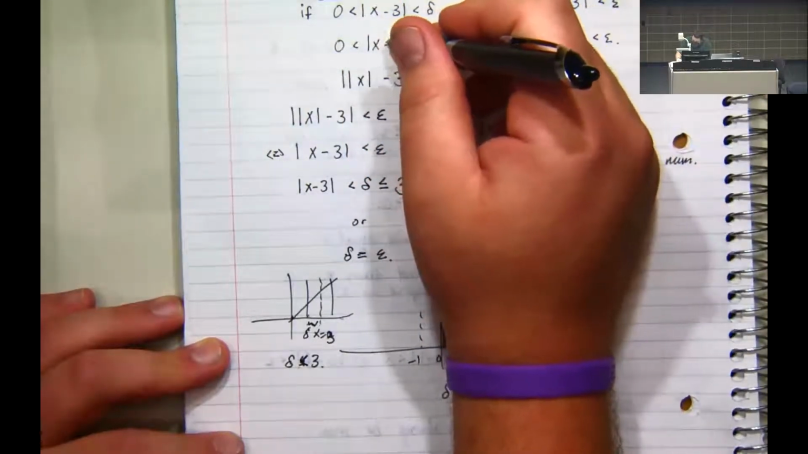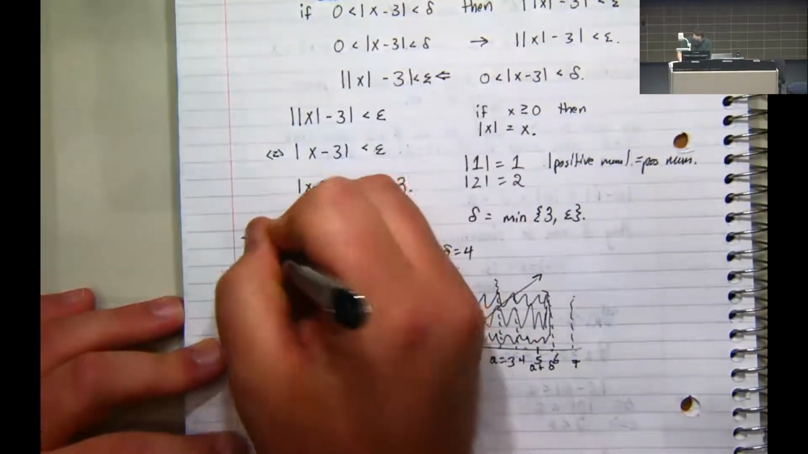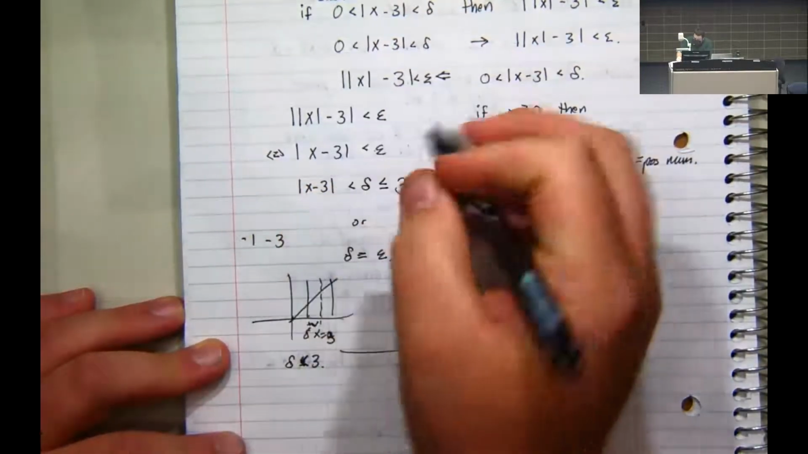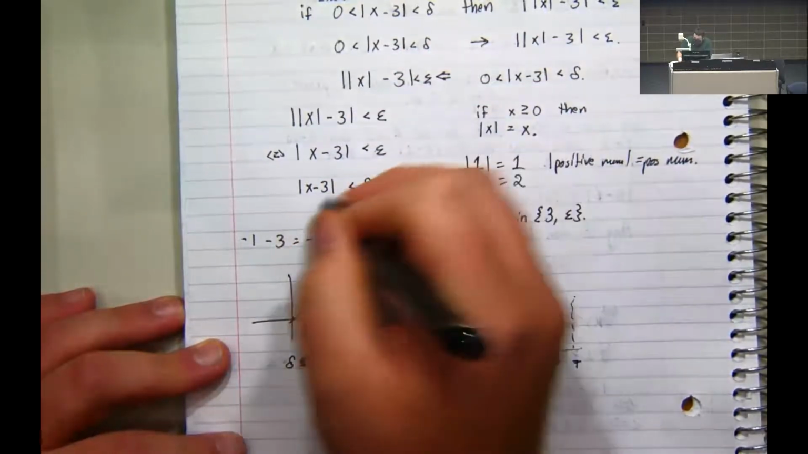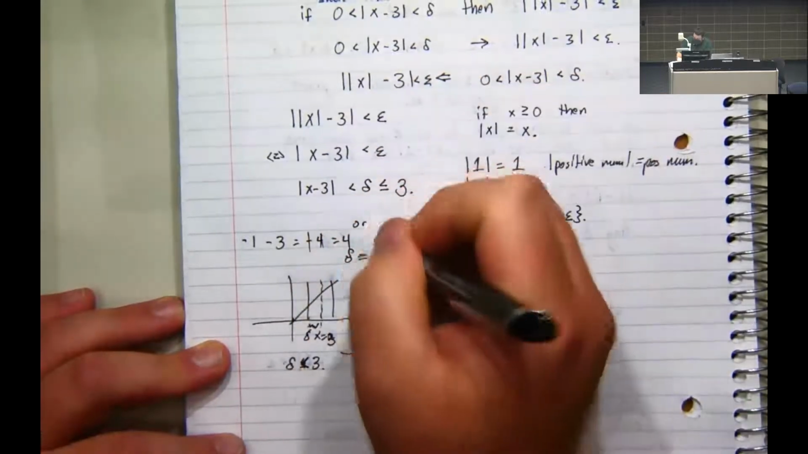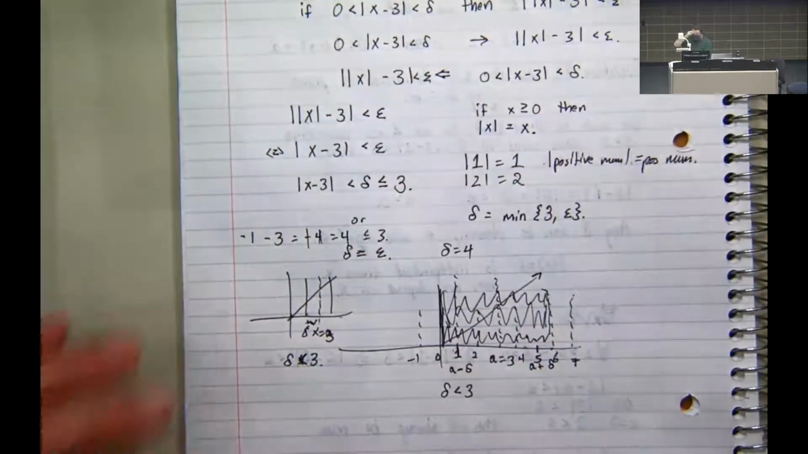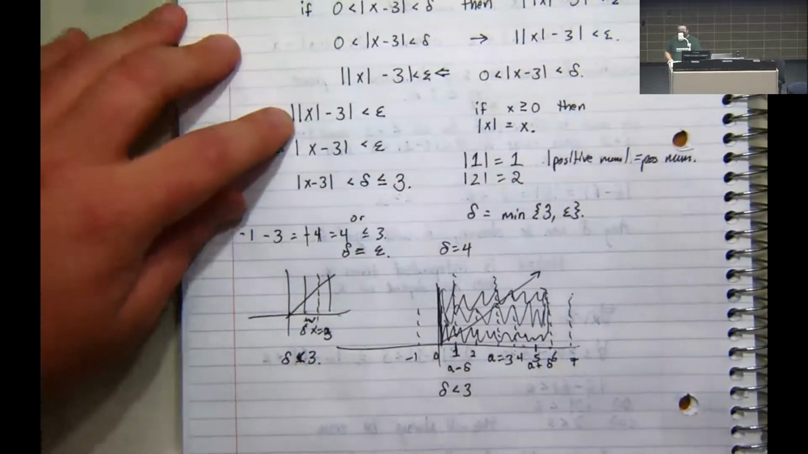Because then we could have -1. -1 minus 3 is going to be equal to -4. And the absolute value of that is 4, which isn't less than or equal to 3. So your question again was, why do we need to get rid of these absolute values, right?